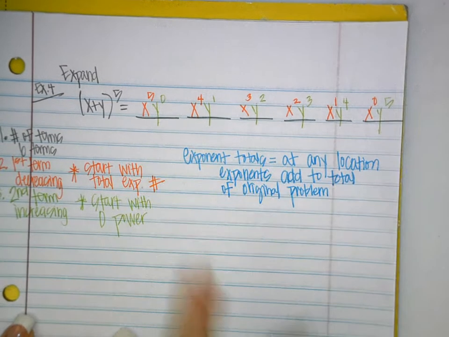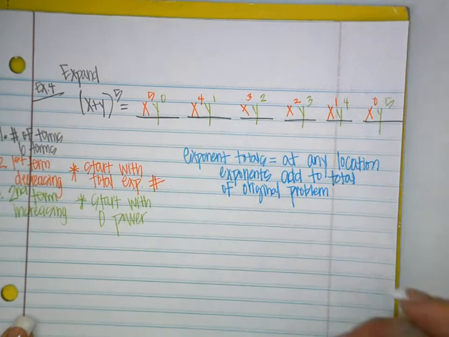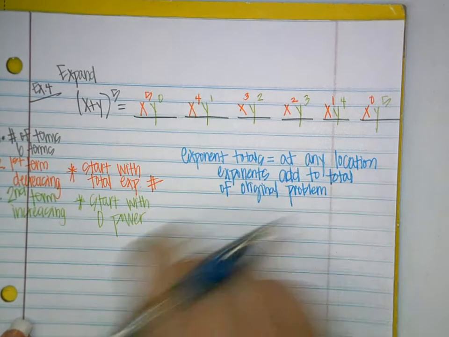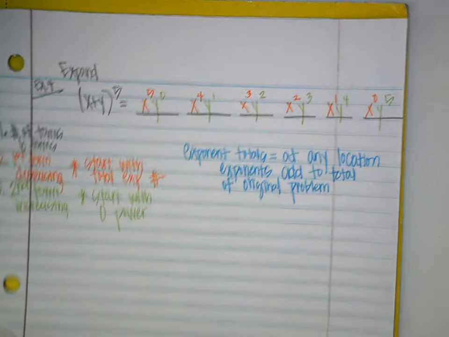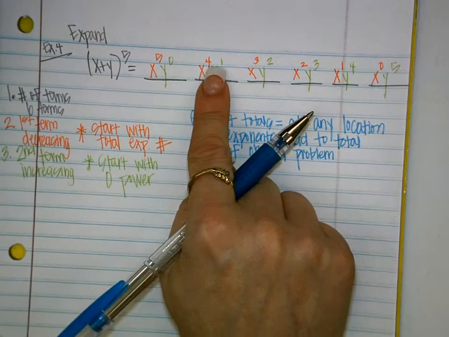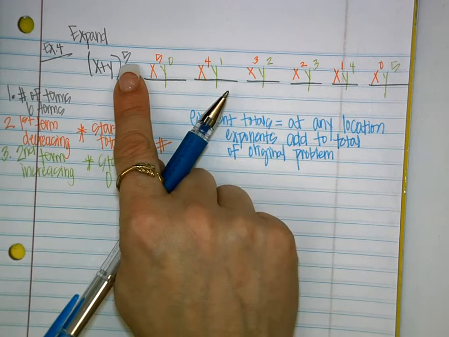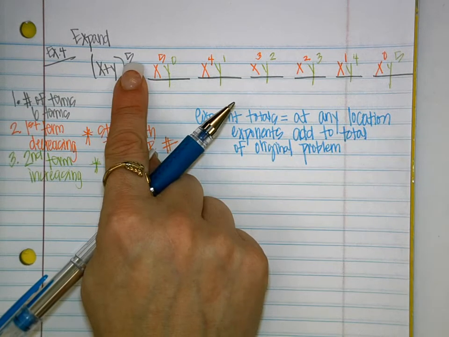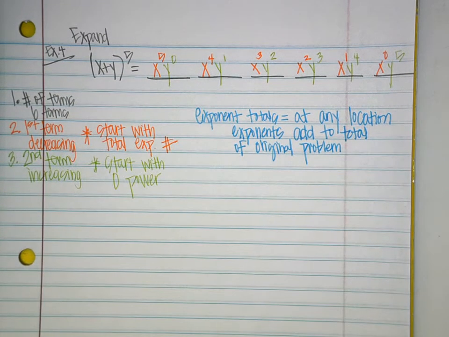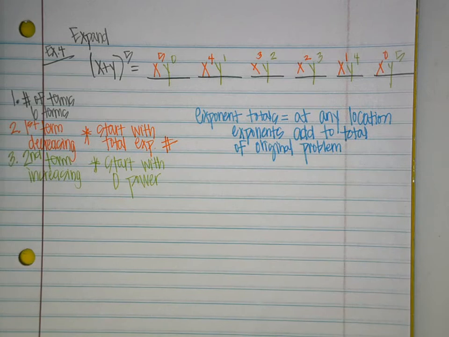Okay, at any location, 5 plus 0 equals 5. 3 plus 2 equals 5. 1 plus 4 equals 5. You can check to make sure you have the right exponents by adding them together, and it will equal the sum here. If you add them together, they always equal the total. Then the last step here, well, almost the last step, sorry, I lied. It's not exactly the last step.